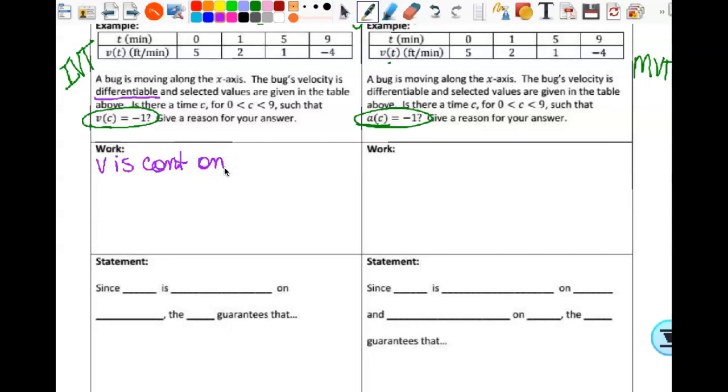Now, this is my interval from 0 to 9. So it's continuous on 0 to 9, and you have to be continuous on a closed interval, okay? And that's a true statement, and we only have to state continuity, but the reason we know it is because it's differentiable. Does that make sense? That's why we have to state it. So because V is differentiable on the open interval from 0 to 9. You're differentiable on an open interval, you're continuous on a closed interval, because continuity has to include the endpoints and differentiability doesn't.